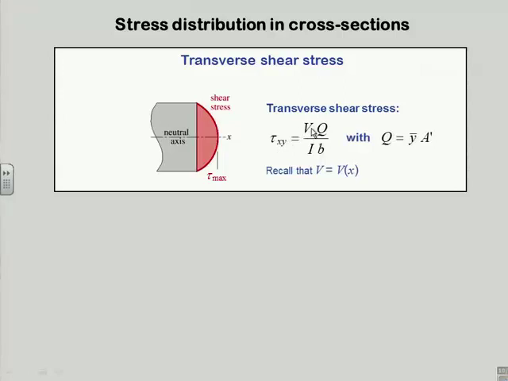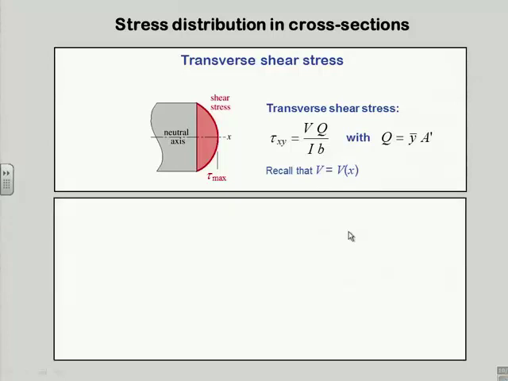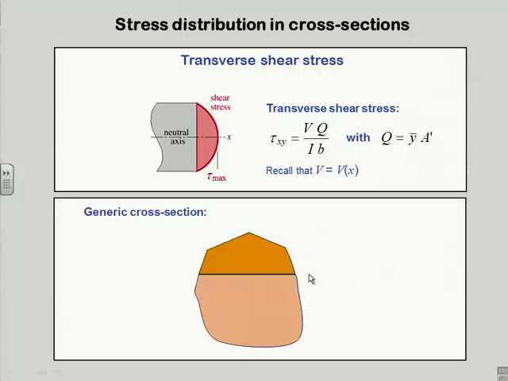Magnitude of the shear, which is called V, times some factor Q, which we'll define over here, divided by the same I, and B is the width of the section. I define those here in this diagram. So here's a generic cross-section, a beam of any arbitrary shape. The dark yellow is the area above our shear line that we're interested in. So I want to calculate the shear stress in this plane right here. And we're going to calculate that area and call it A prime.